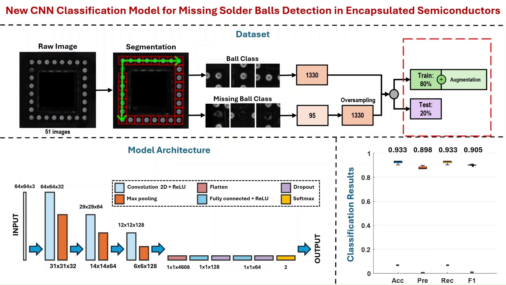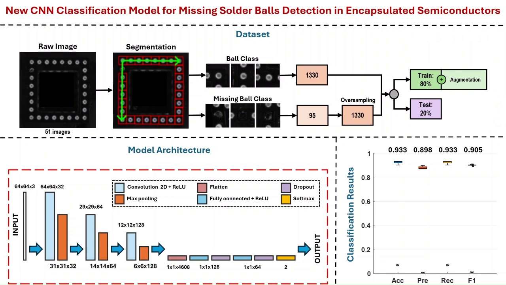80% of this dataset was used for training, and the remaining 20% of images was used for testing of the proposed model. Additionally, data augmentation techniques were used for training, including rotation, horizontal and vertical scaling, horizontal flipping, and pixel filling. The proposed model architecture consists of the following layers.